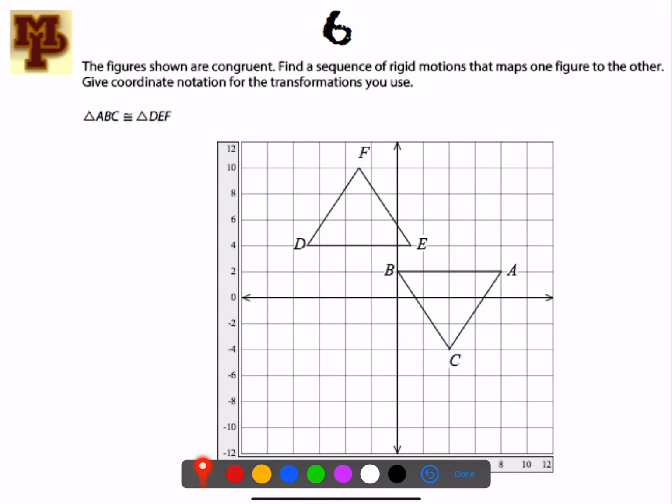All right, number 6. Go ahead and pause the video, try this one out. We're trying to prove that triangle ABC is congruent to triangle DEF. All right, so looking at this one, we need to get point A on top of point D. So that's our main goal to get started.